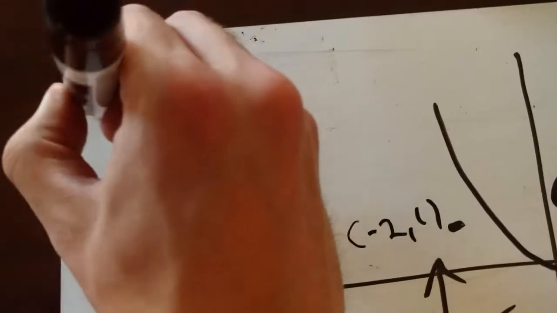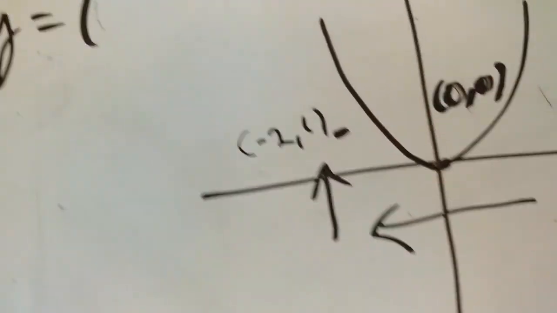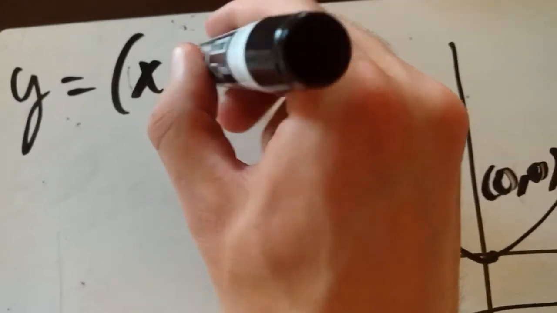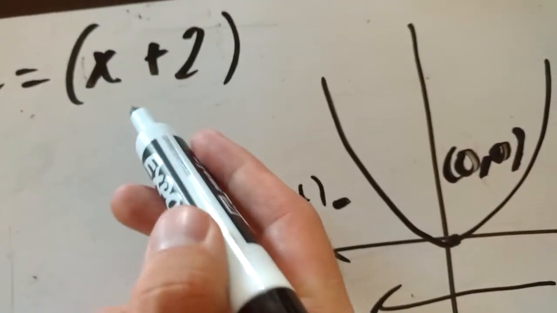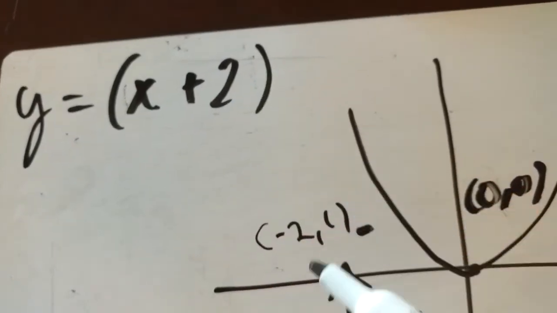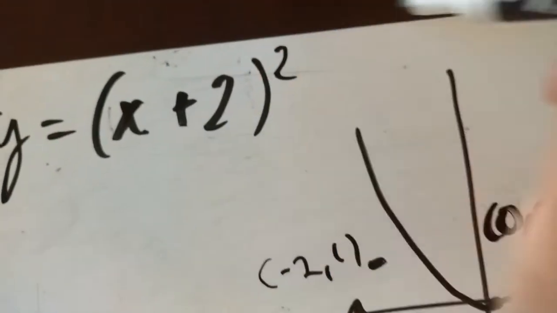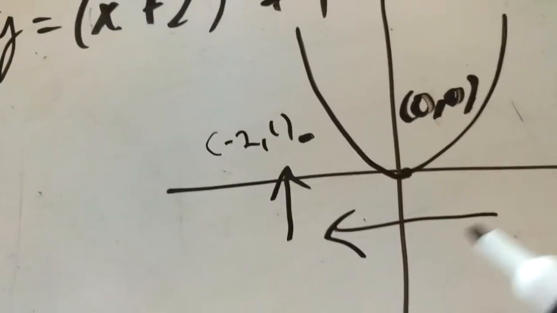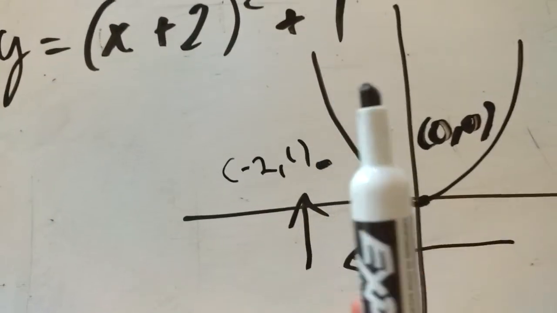So we can write this as y equals, again, this is our vertex -2, so it'll be x plus 2. Because remember, it's x minus p, p being the x coordinate of our vertex. x minus -2 is x plus 2, squared, plus 1. And that is the equation of the new graph if we moved it left 2, up 1.